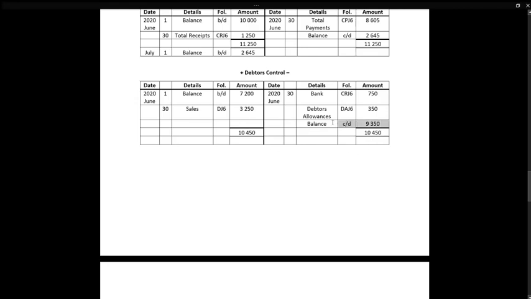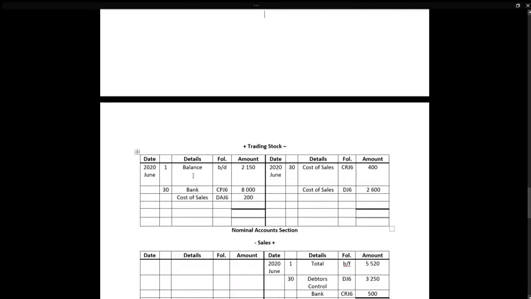So by calculating the difference between the two sides, you actually just calculated your new opening balance for the first day of the next month. Opening balances folio will always be brought down. Details will be balance. Can't be an account name because it's not a transaction. It's just a reminder of the new opening balance. First day of the next month. July, 1st of July. Then trading stock.